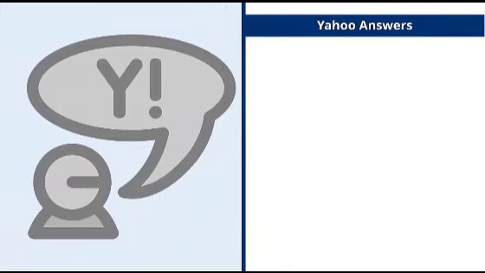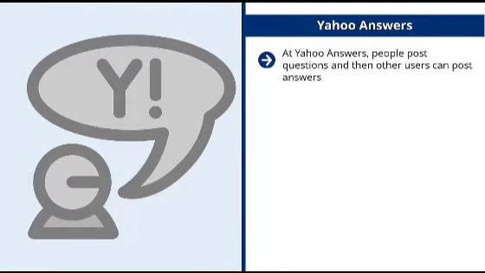Yahoo Answers. At Yahoo Answers, people post questions and then other users can post answers. You can get traffic from Yahoo Answers if you have a level 3 account because you can post a link along with your answer. Pro, very targeted traffic. You can look for open questions that are directly related to your content's niche or your affiliate product's niche category. By answering those questions, you can link to content that promotes affiliate products.